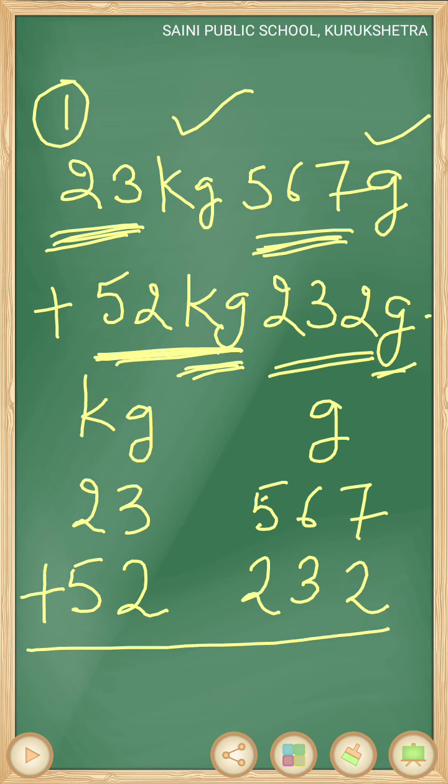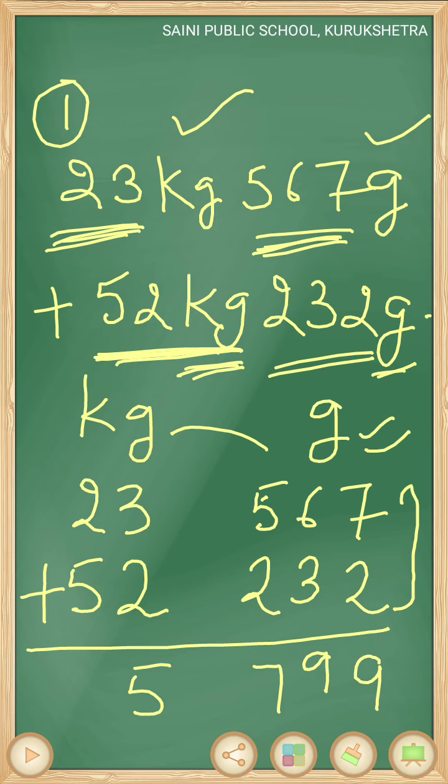Okay, now we will start doing addition. We know we always do addition from right hand side, so in this way we will do addition first gram. Okay, 7 plus 2 is 9, 6 plus 3 is 9, 5 plus 2 is 7. So our gram is complete. Now move to kilogram. 3 plus 2 is 5 and 5 plus 2 is 7. So our answer is 75799. Now we will write here unit 75 kilogram and 799 gram.